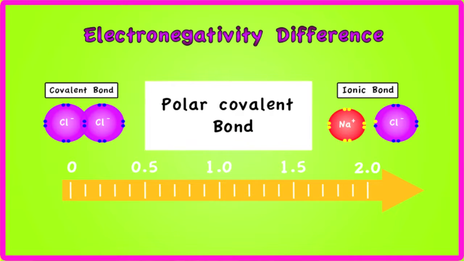Now, let's look at polar bonds. To have a polar covalent bond between 2 atoms, you need a difference in electronegativity between 0.5 and 1.6 on the Pauling scale. Anything more than that, and we've got an ionic bond.